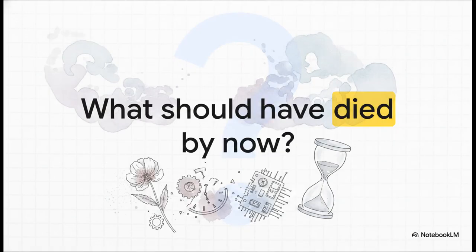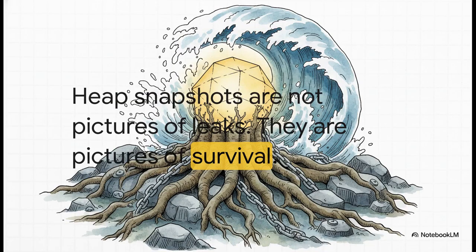So, the next time the pagers go off and your application's memory starts climbing, I want you to stop asking, what's consuming memory? That question is a trap. It only leads to false suspects. Instead, I want you to ask yourself, what should have died by now? Reframing your entire investigation around expected life cycles and termination points instantly cuts right through the noise. You stop staring at those giant arrays and you start looking for the ghosts, the data that has somehow outlived its intended purpose. Because ultimately, heap snapshots are not pictures of leaks. They are pictures of survival. Memory forensics is simply the intricate process of understanding why certain objects stubbornly, against all odds, refuse to die.